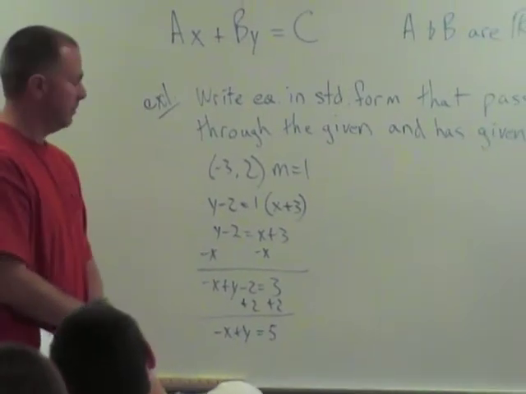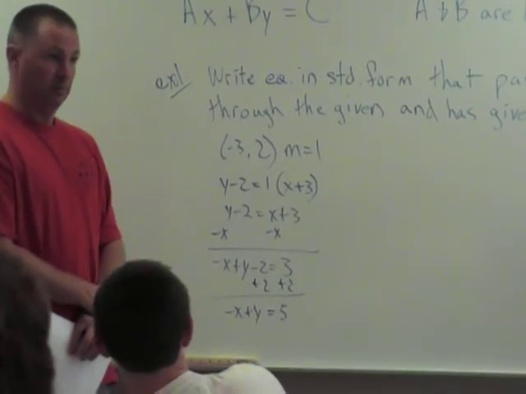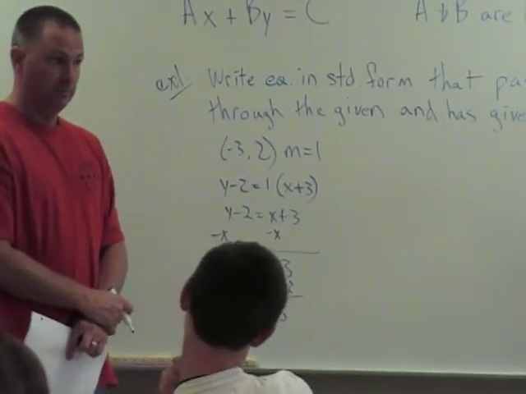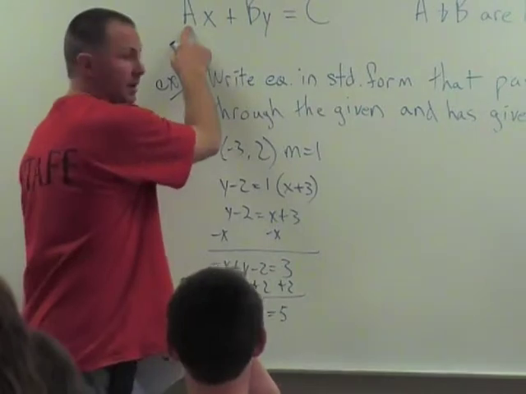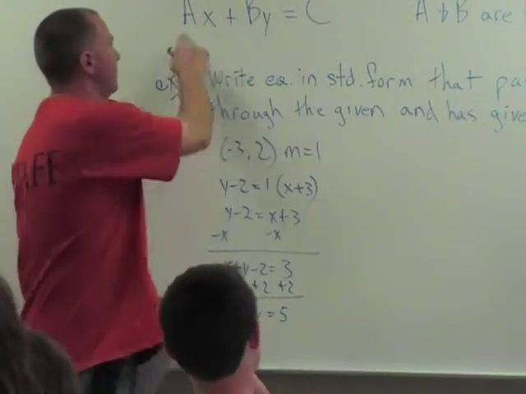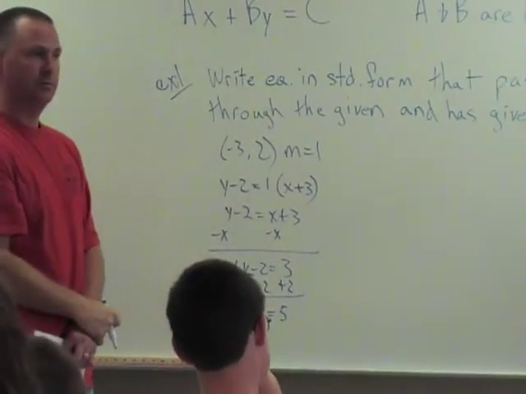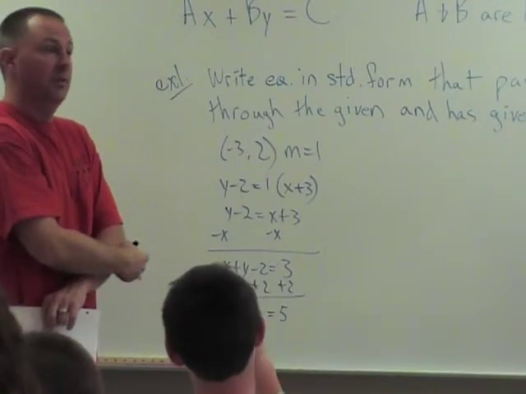Now, is x and y by itself? Yes. That's a, negative 1. A and b are coefficients. That's it. There we go, light bulb turn on. Yes.